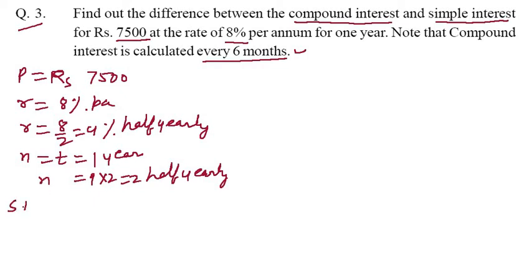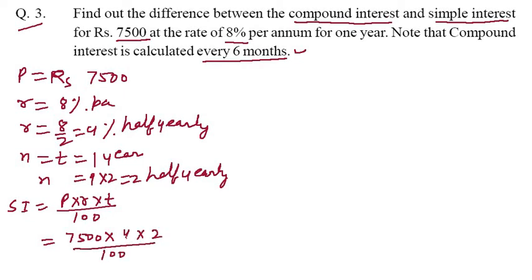First of all, simple interest. Simple interest, the formula is P into R into T upon 100. So P is given as 7500, and R is given as 4, and time is given as 2, and upon 100. So what happens? So you can write here 4, 25 threes are 75, and 25 threes and 20. So 3 twos are 6. So you have to write 600, and that is the simple interest.